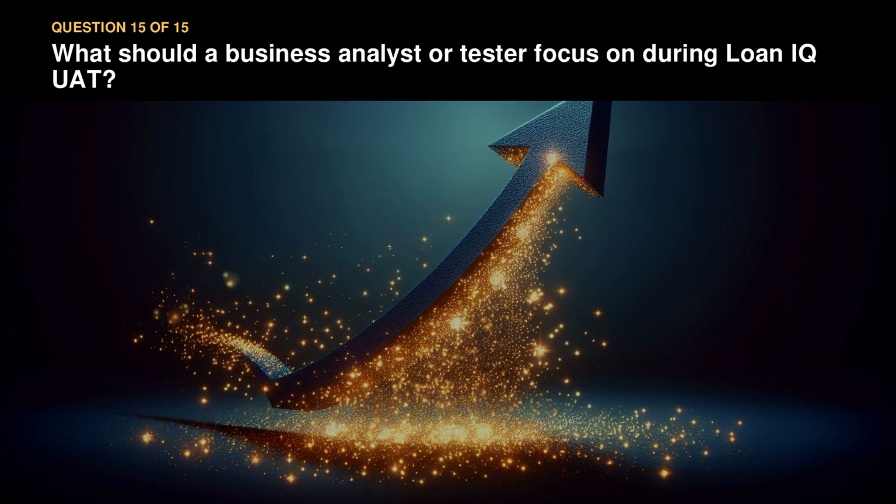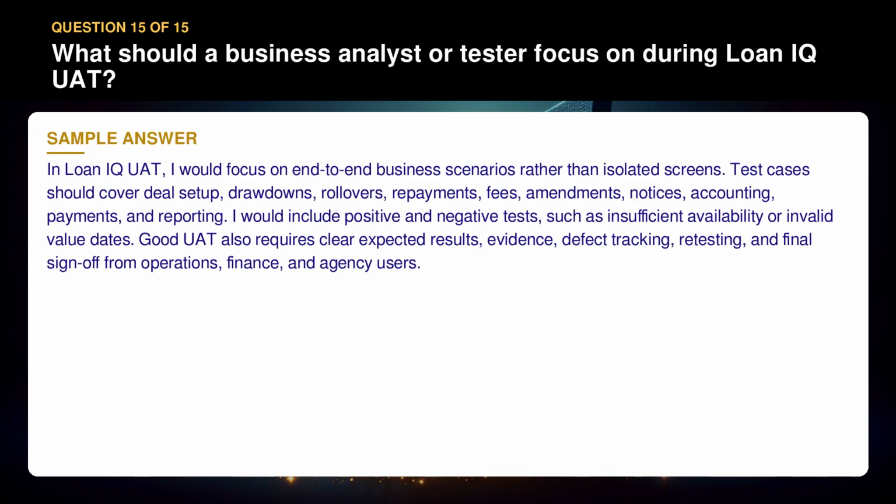Question 15. What should a business analyst or tester focus on during Loan IQ UAT? In Loan IQ UAT, I would focus on end-to-end business scenarios rather than isolated screens. Test cases should cover deal setup, drawdowns, rollovers, repayments, fees, amendments, notices, accounting, payments, and reporting. I would include positive and negative tests, such as insufficient availability or invalid value dates. Good UAT also requires clear expected results, evidence, defect tracking, retesting, and final sign-off from operations, finance, and agency users.